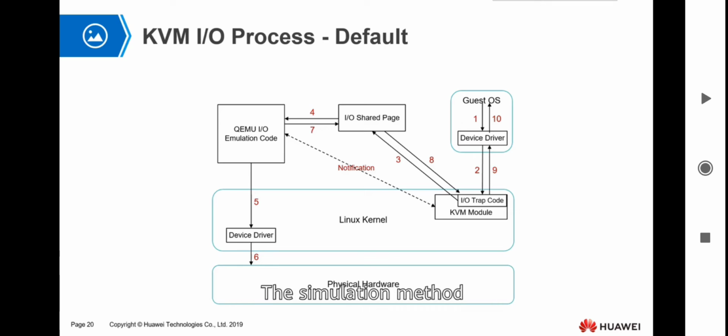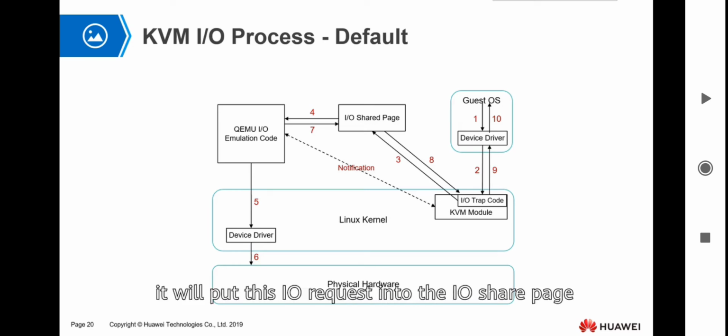The simulation method has to go through a total of 10 steps. The first step is that the virtual machine will initiate an I/O operating request. Then it sends the request to its virtual device driver. Then the I/O trap code inside the KVM module will capture this I/O request. After capturing, it will put this I/O request into the I/O share page.